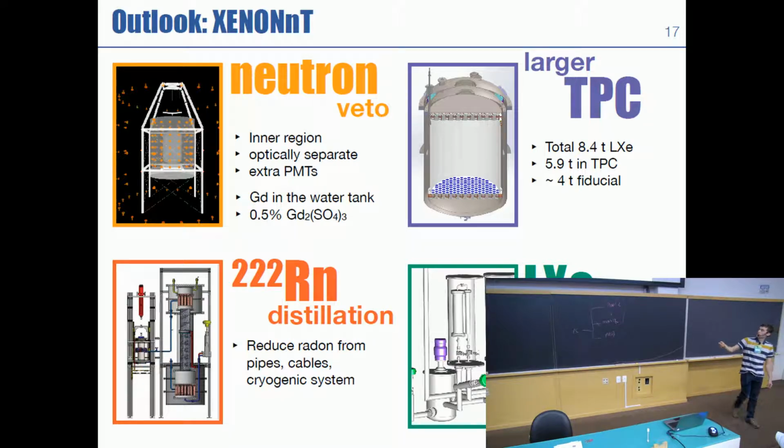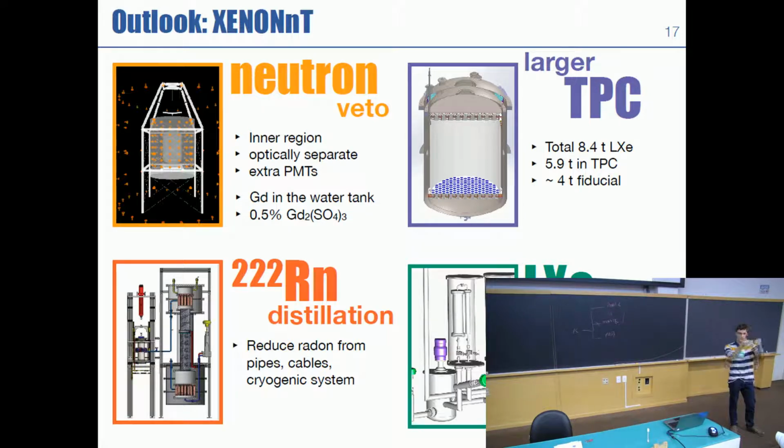And finally, a big change that we'll have is the neutron veto. So now that the neutrons are becoming a really important background for us, we're going to dope the water in our muon veto tank with gadolinium to be able to capture neutrons on it, and then just optically separate the inner part of the water tank.